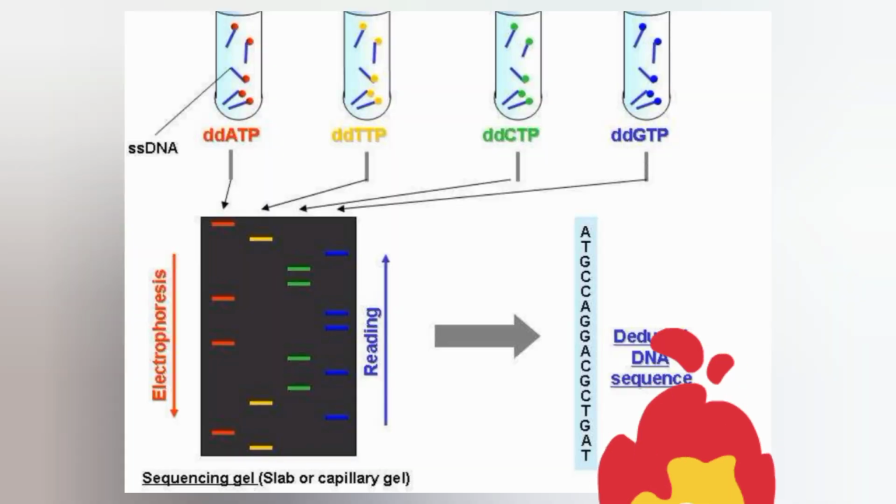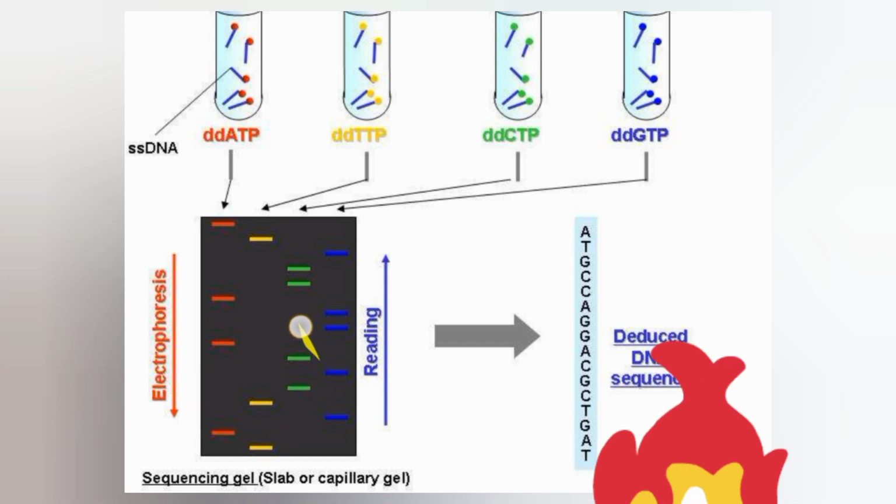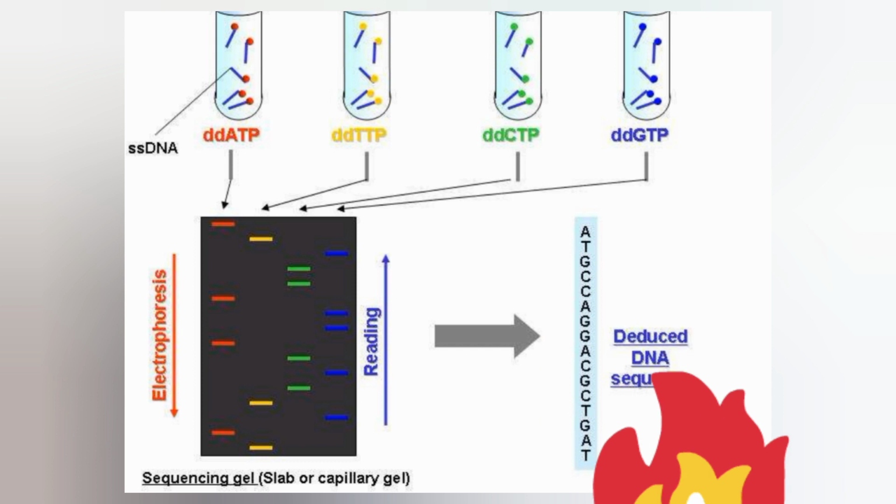You can see in the diagram there is single stranded DNA, and these are the ddATP, and these are ddTTP, and these are ddCTP, and these are ddGTP. So they are grouped on the basis of their colors, and in electrophoresis we can read the bases on the basis of the colors, so we can find the DNA sequence. In electrophoresis we can use a sequencing gel, that is a slab or capillary gel. So we can read it and find the DNA sequence.